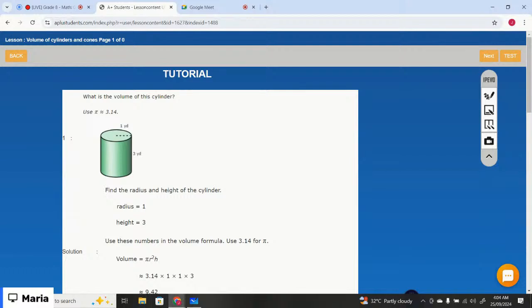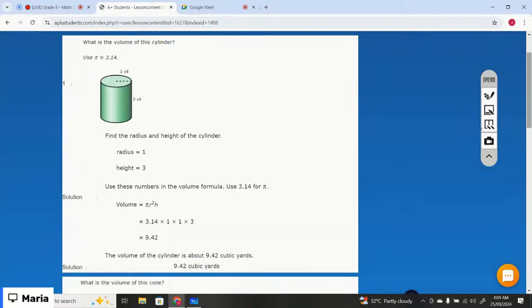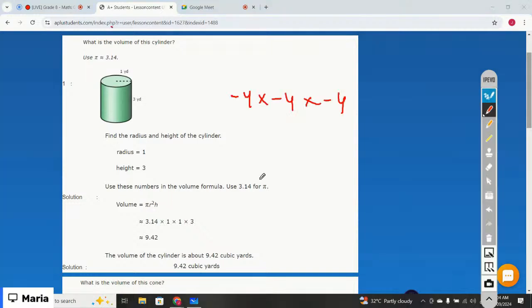What is the volume of the cylinder? You are given the height of the cylinder and the radius. The radius is 1 yard and the height is 3 yards. So how do you calculate the volume of the cylinder? That is V equals pi r square h. You have to use the formula, right? So just replace the variable with the value. Pi is 3.14, r is 1 square and h is 3. So the volume of the cylinder is 9.42.